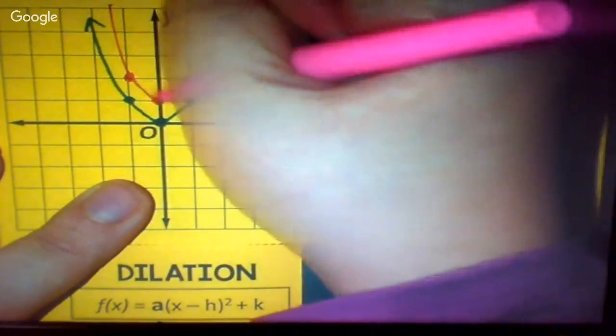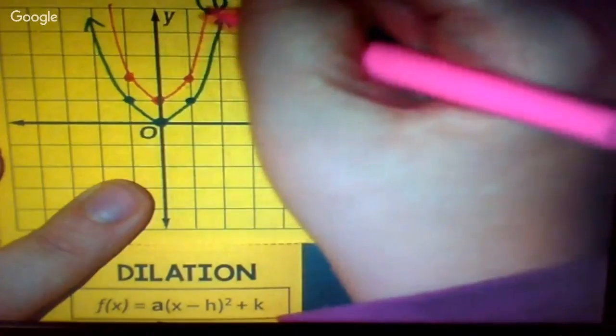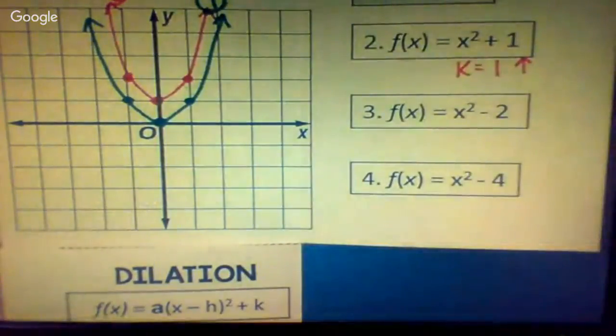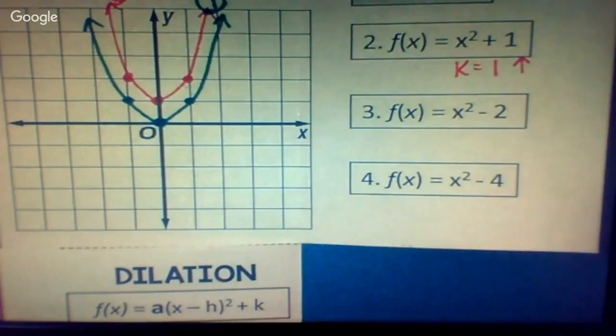Oh, that's kind of wrong right there. So that is graph number 2. What is wrong about it?